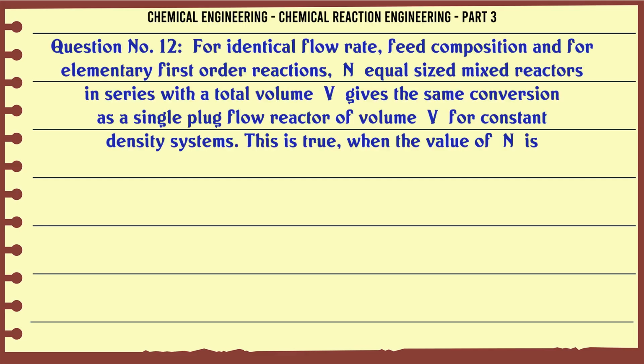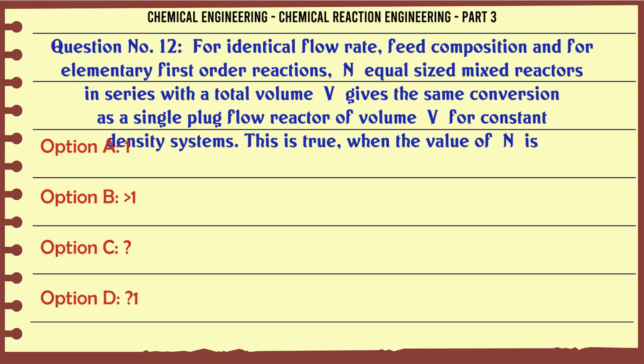For identical flow rate, feed composition, and for elementary first order reactions, N equal sized mixed reactors in series with a total volume V give the same conversion as a single plug flow reactor of volume V for constant density systems. This is true when the value of N is: A. 1, B. 2, C. infinity, D. 1.